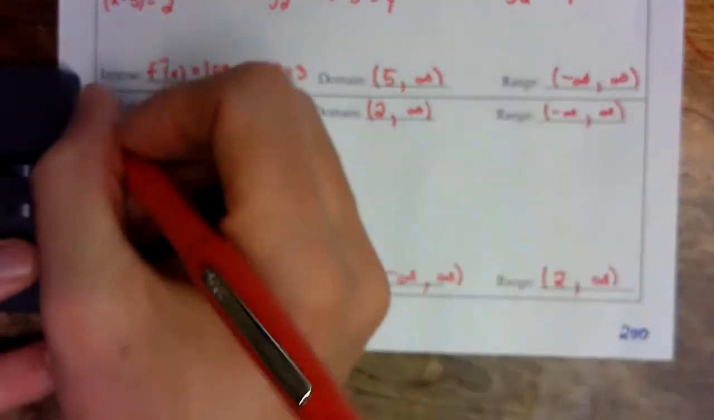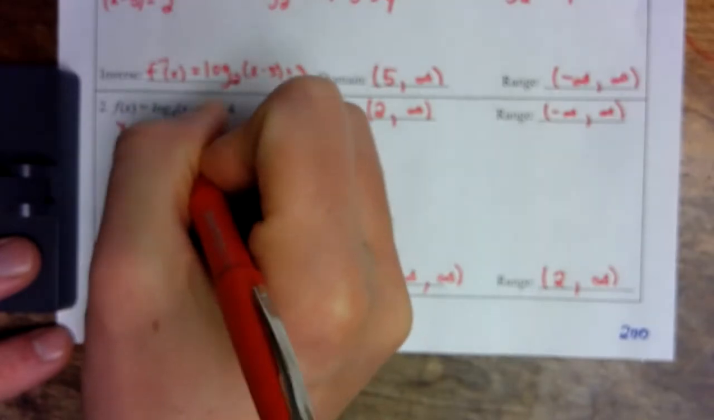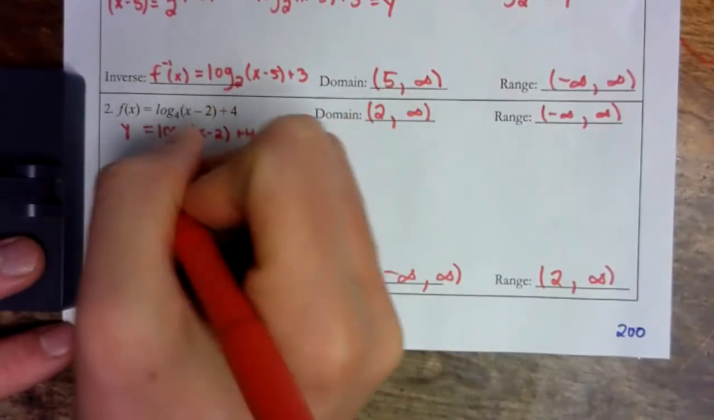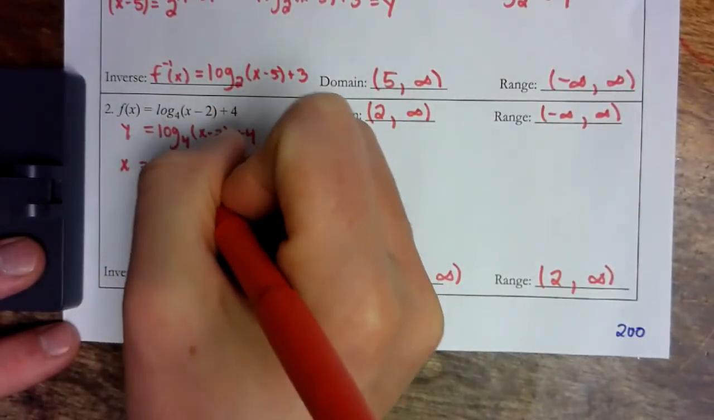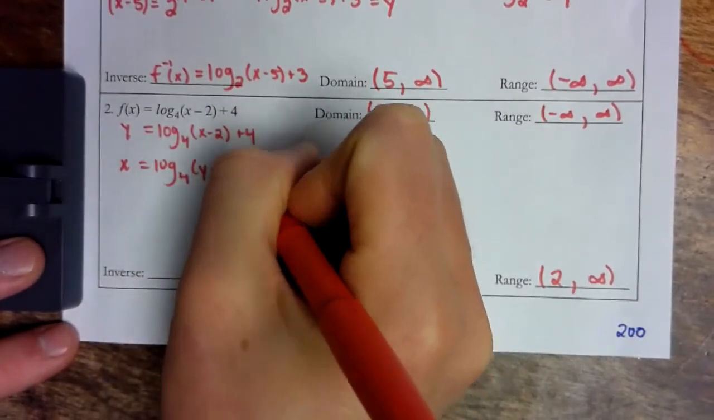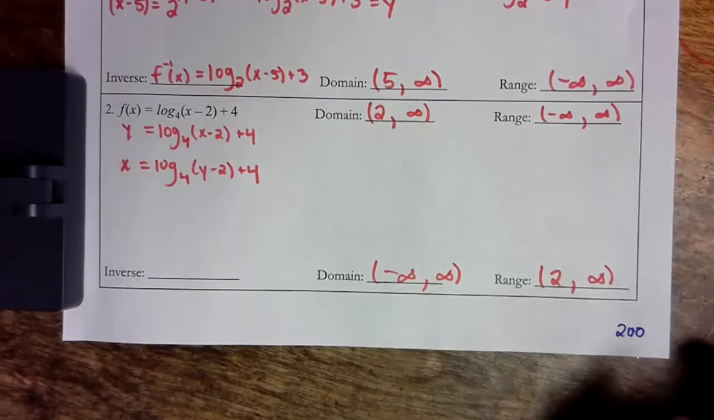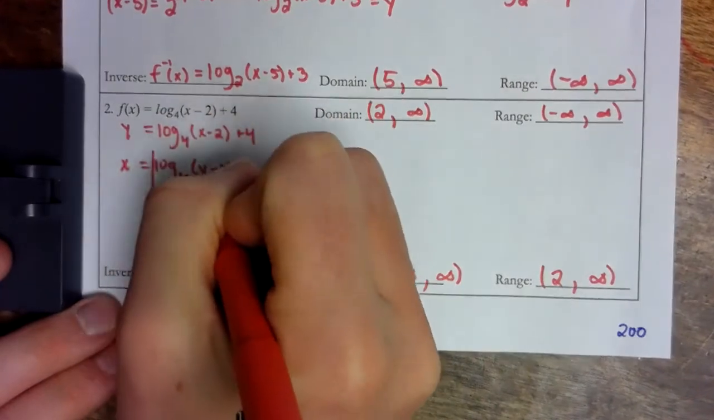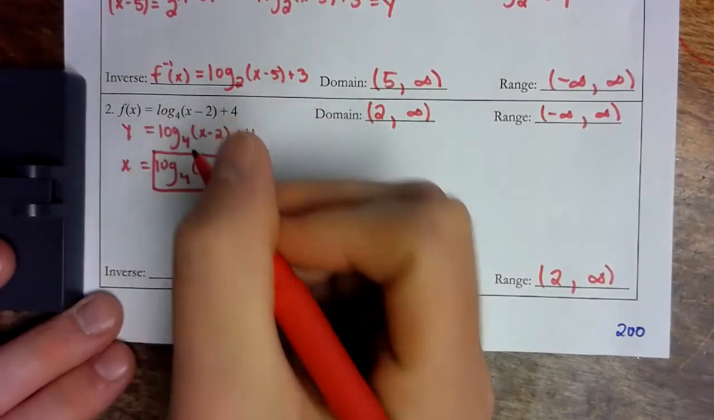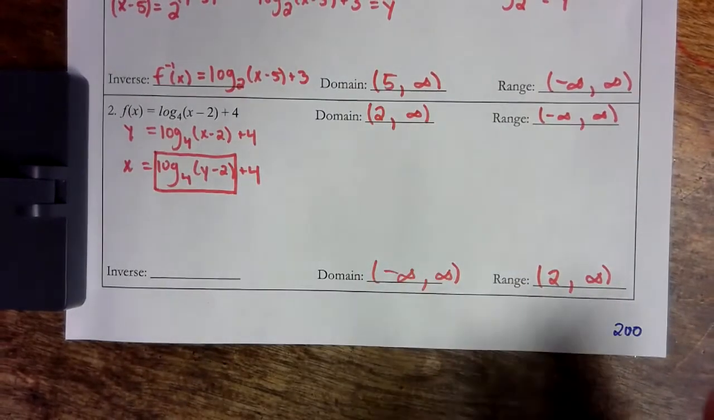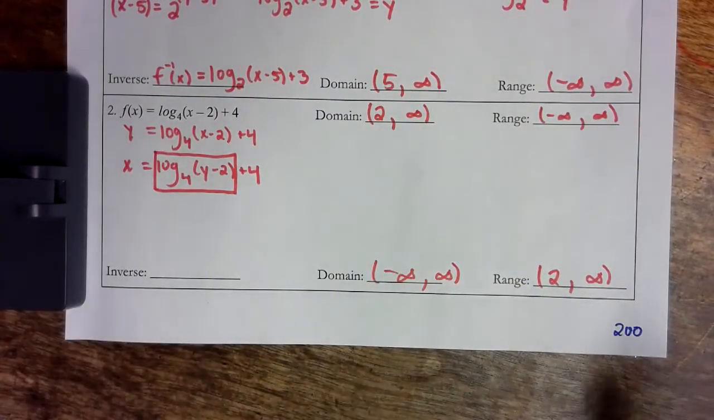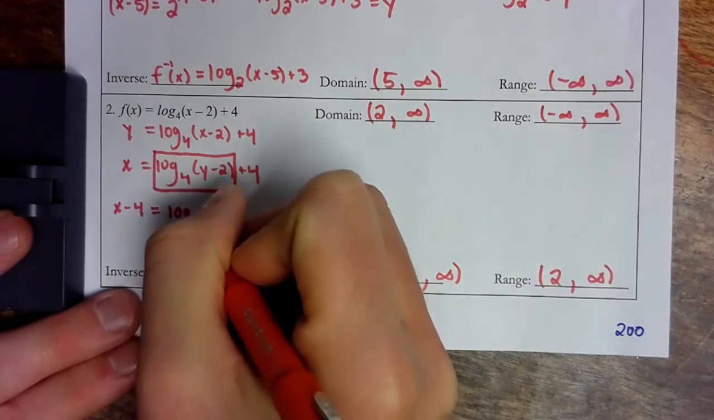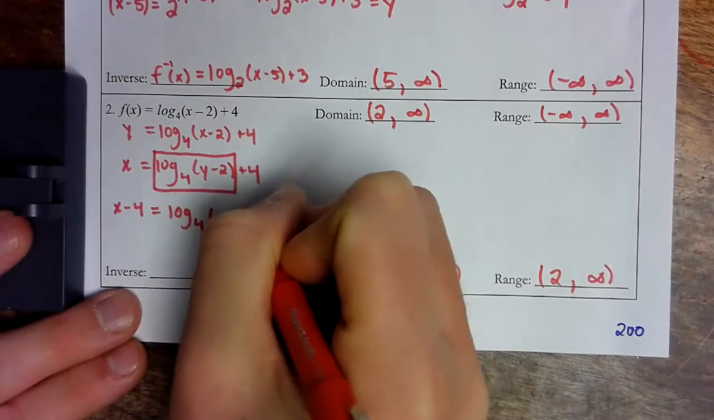So once again, I'm going to write this with y instead of f of x. And I'm going to switch x and y. And so now we can start trying to get y by itself. Now, similar to what we had to do with the exponential inverse, I need to isolate this log term. So that includes the base and anything we're taking the log of, which in this case is y minus 2. So the only thing that I need to do here is subtract 4. So I have x minus 4 equals that log base 4 of y minus 2.